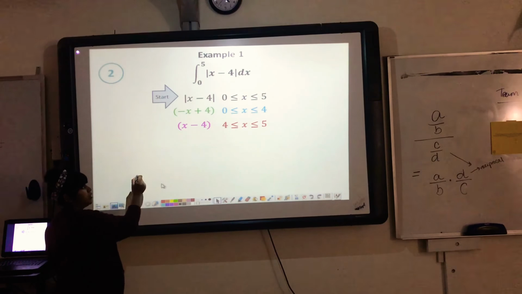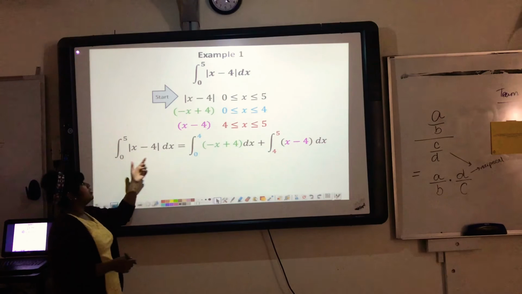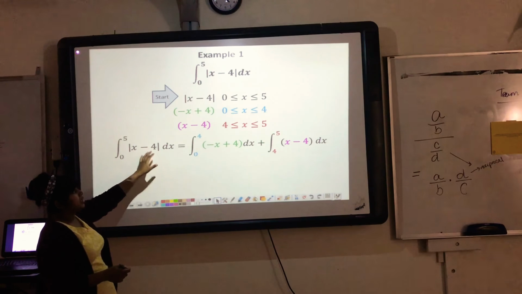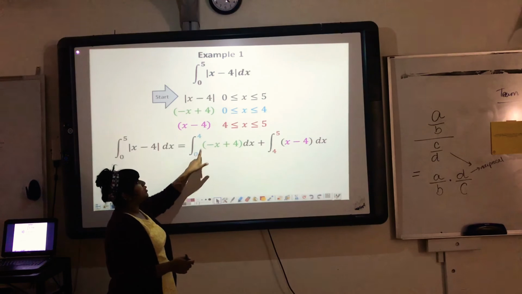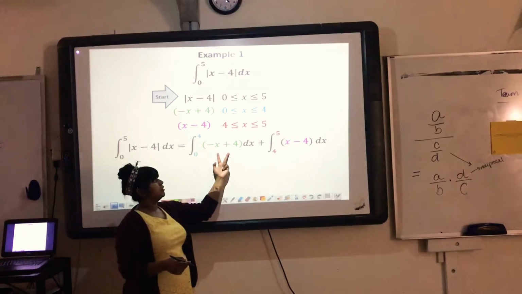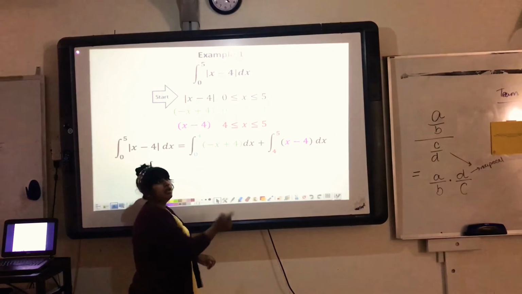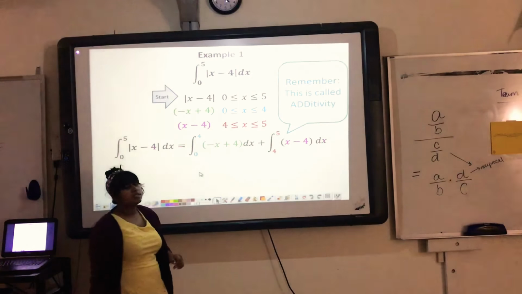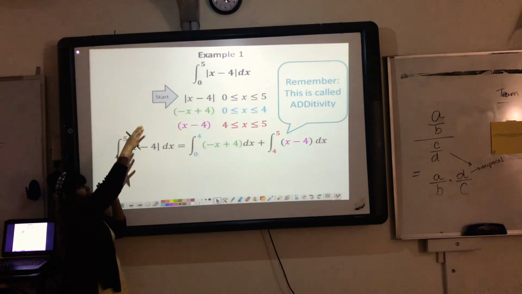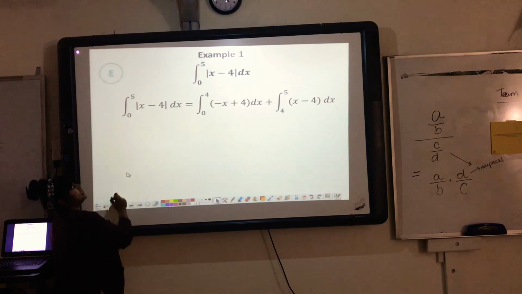Okay, let's go ahead and rearrange our integral. Originally it went from 0 to 5 of the absolute value of x minus 4. Well, let's pull it apart. My new interval from 0 to 4 of this new function. My new interval from 4 to 5 of its new function. What do we call this? This is called additivity. I can split apart my original interval. I can definitely do that. We're allowed to do that. Let's move on to step 3.